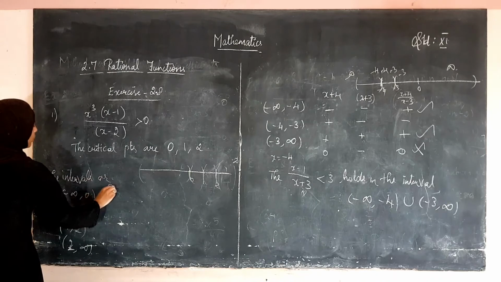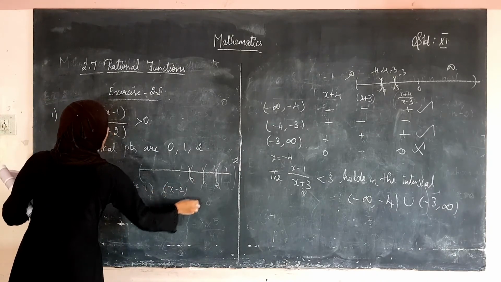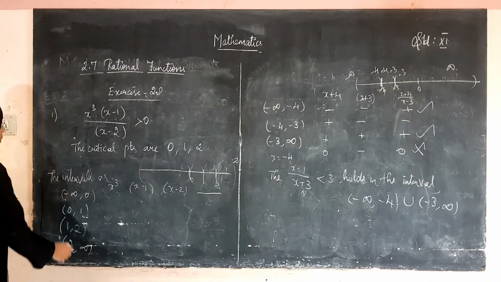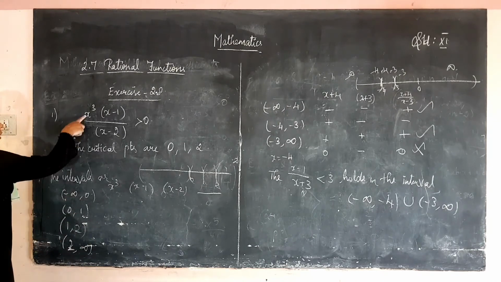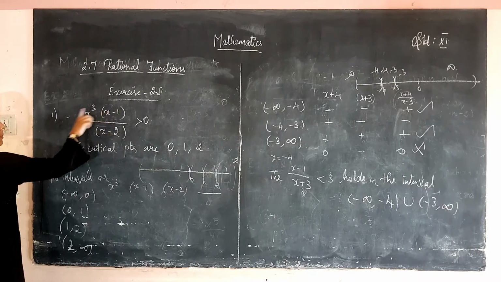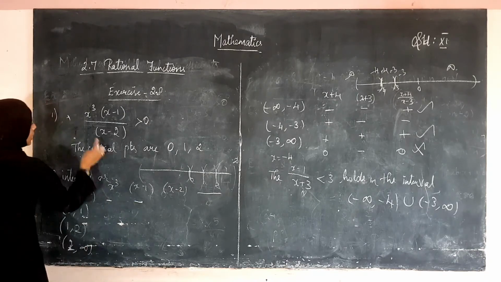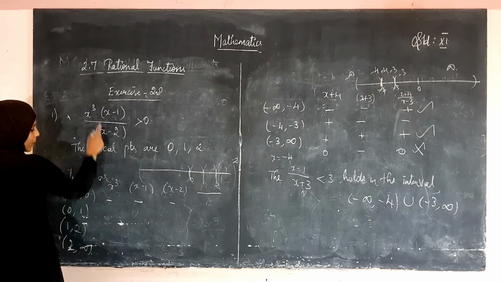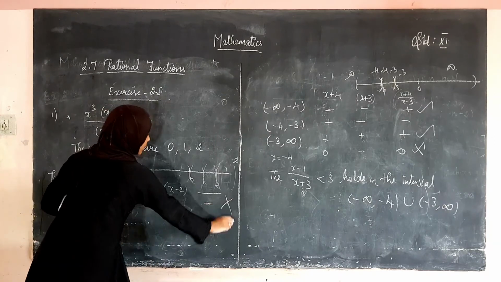So what you have to prove? For x cube and then x minus 1 and then x minus 2, the whole term should be greater than 0, which means it should be positive. So from minus infinity to 0, shall we take minus 1? Minus 1 means here also minus, here also minus, minus into minus is plus. This is minus, x minus 2 is also minus. So the numerator becomes plus, and plus divided by minus is minus. So this is not possible.